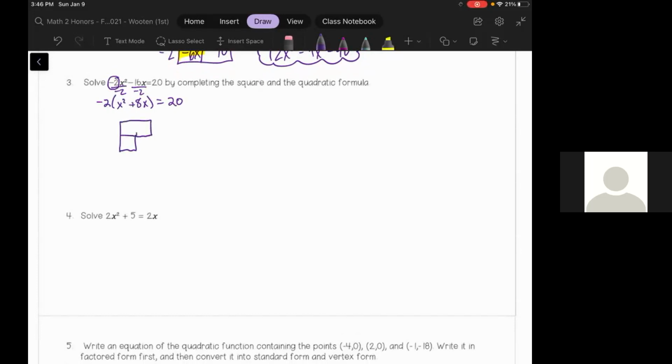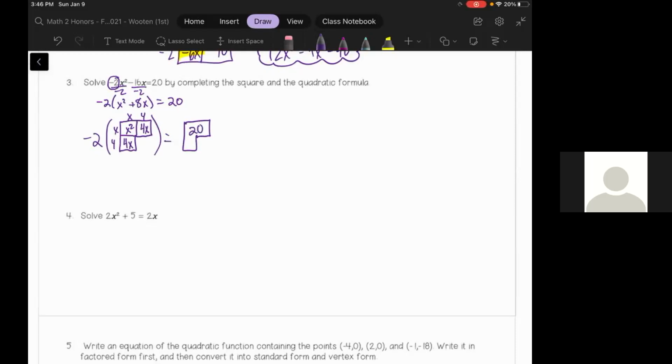So I draw my incomplete square for this. I've got x squared. The 8x gets split into 4x and 4x, making x plus 4 and x plus 4. But I didn't just have one of those. I have that incomplete square being multiplied by negative 2. Now on the other side, the incomplete square we draw is just going to be 20.